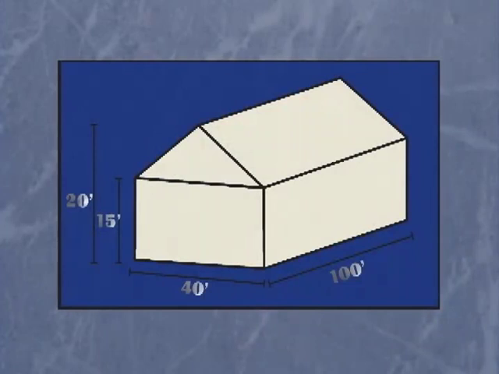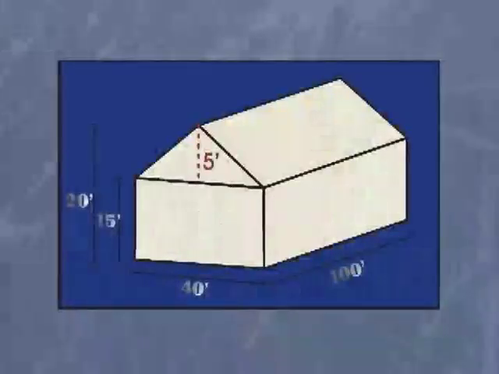The last dimension that we need is the dimension between the peak of the roof and the top plate of the end wall there. And we can figure that out very simply by subtracting 15, which is that height, from 20. So we need to draw a little line from the peak of the roof down to the top plate and put in 5 feet there. Now we have all the dimensions that we need.